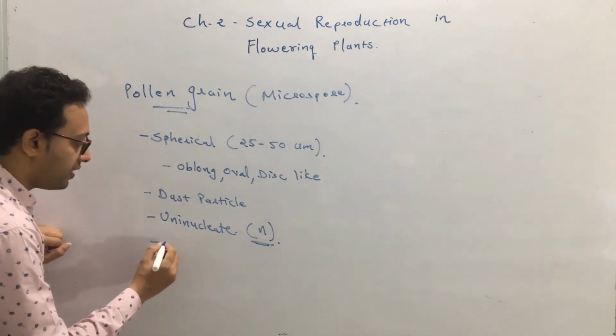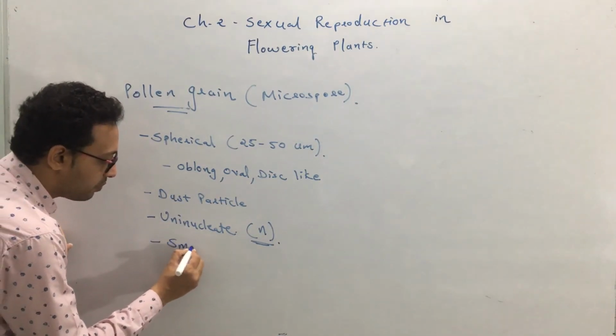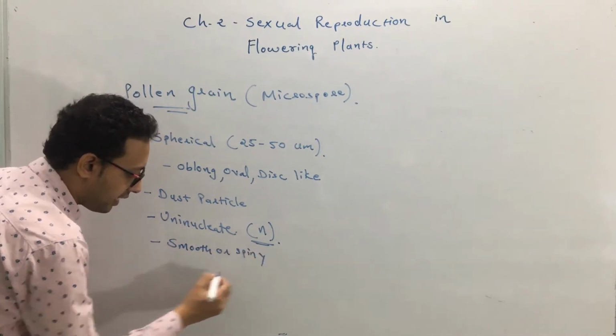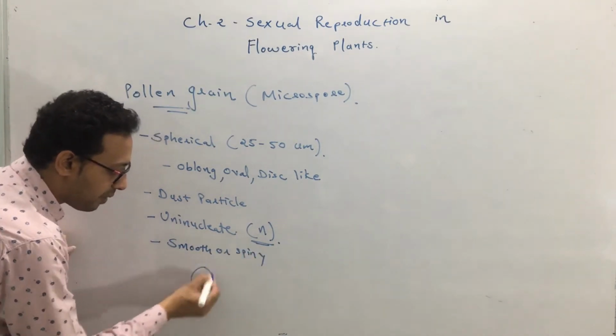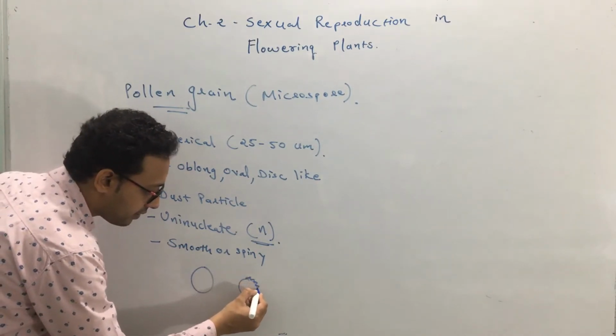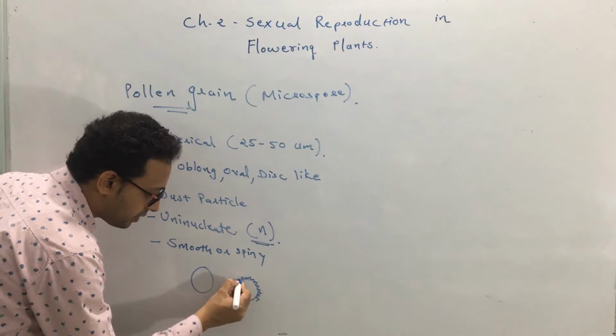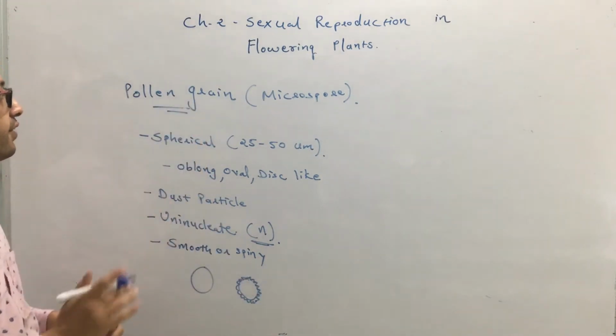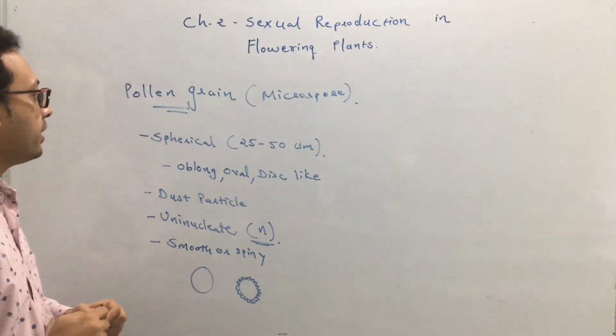If you see its surface, the surface may be smooth or it may be spiny. Like, it may be smooth and spherical, or it may be spiny, like this. So this is the basic information regarding a pollen grain.